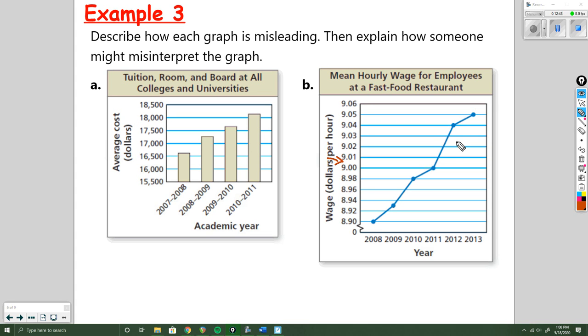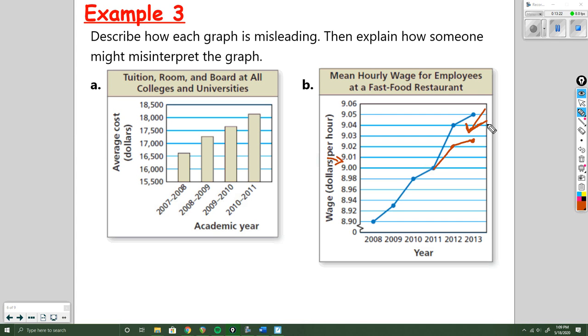And if it did say that, we would see this graph would look a little bit more like this. Okay, and then maybe we would see, and maybe that's what they're trying to hide from us, that in this last year, between it looks like 2012 to 2013, the mean hourly wage hardly increased. Okay, hardly increased at all.